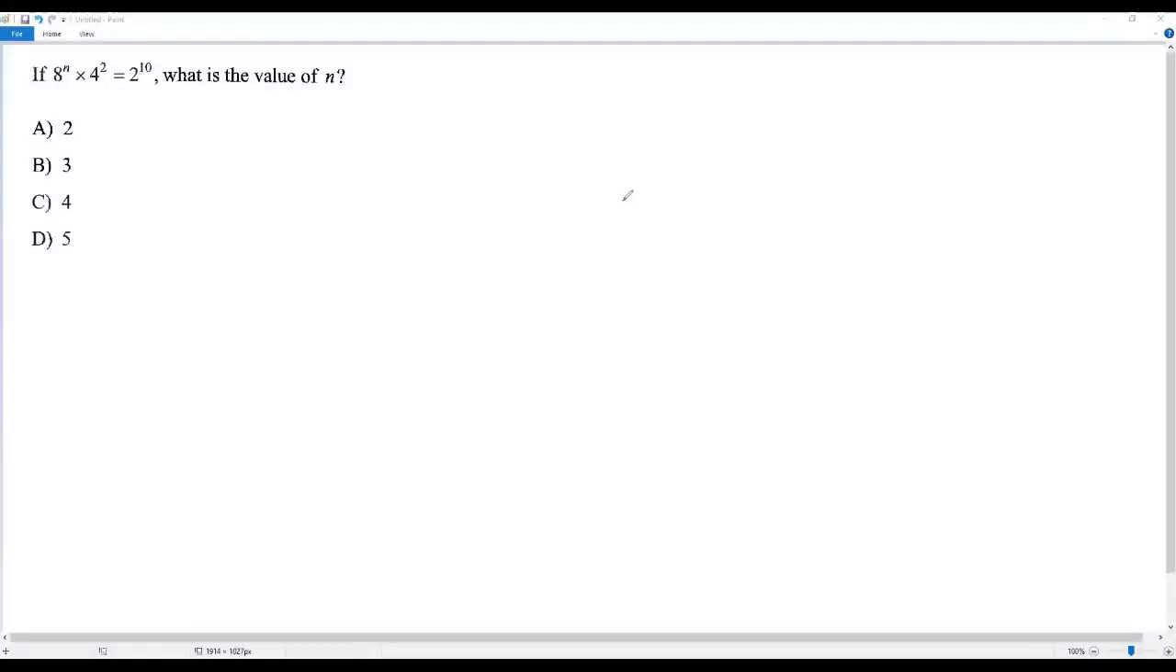Here we have a SAT math question on exponential equation. Okay, let's go with the question. If 8 to the nth power times 4 to the second power equals 2 to the 10th power, what is the value of n?